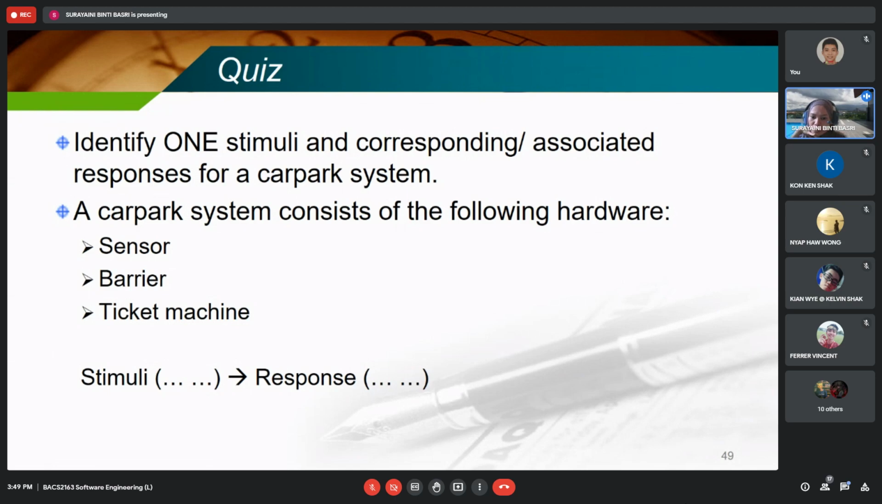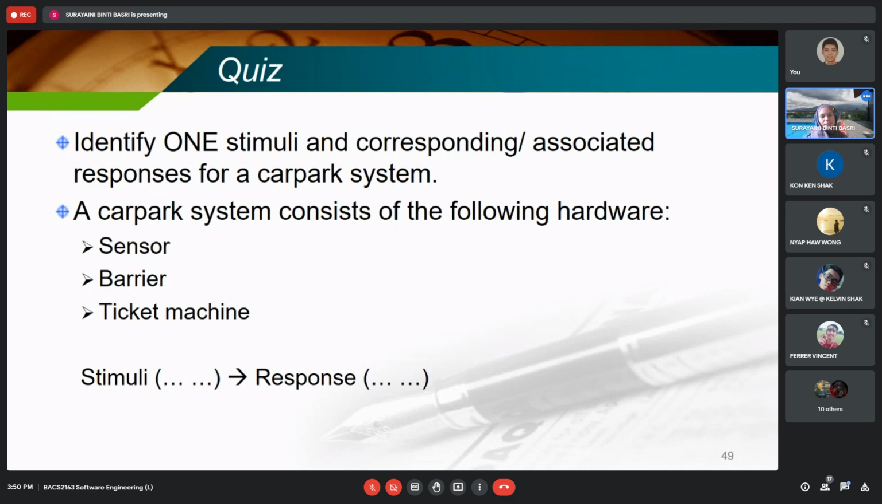Okay, so press the button for the ticket, then the ticket comes out, and then the barrier goes up after the ticket is taken. Okay, so the stimulus here is the ticket, the time the ticket comes out. So that is the stimulus. And then the response is the barrier will go up. Right?